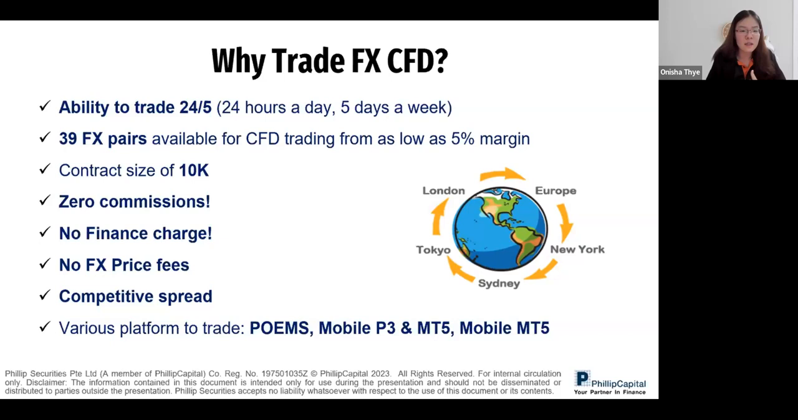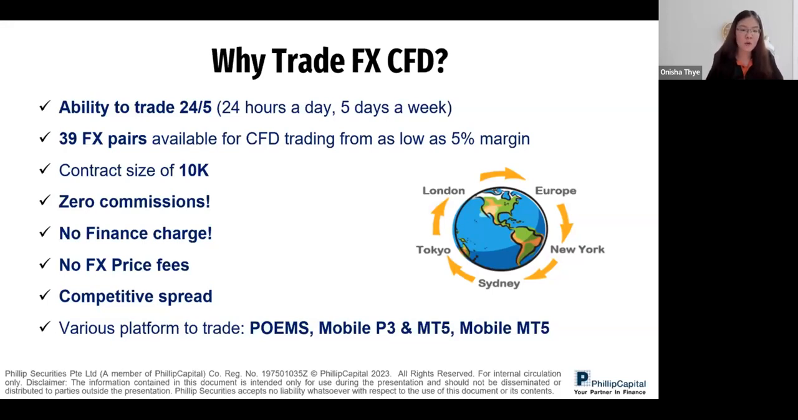So other than that, we have around 39 FX pairs for you to trade with margin as low as 5%. What I mean by 5% margin is that, of the total contract value, you would only need to put up 5% to open an FX CFD contract. So there's around 20 times leverage that you can use. For FX CFD, we only provide the 10K contract, which is the mini lot and not the standard one. This also helps to provide more leverage to our traders.